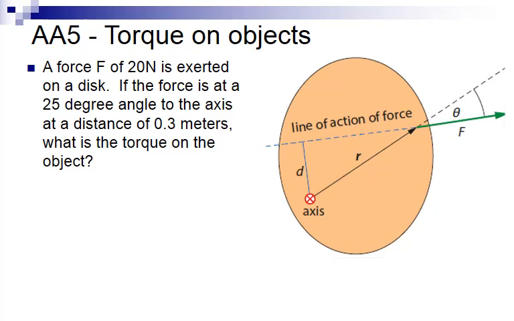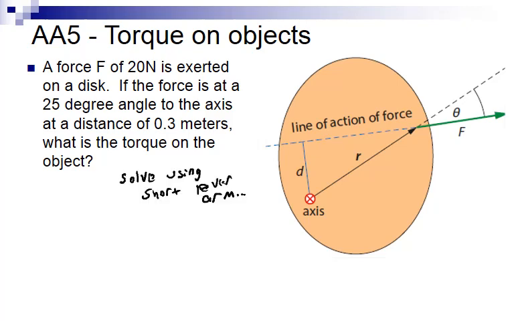So let's take a look at this example here where we have a force of 20 newtons exerted on a disc. The force is at a 25-degree angle to the axis, and it's a distance of 0.3 meters. So we want to find out the torque on the object. So this is very similar to what we did before. We're going to have to break down what the force is here and see which portion will actually make the torque happen. Or again, we could break up what's going on there.